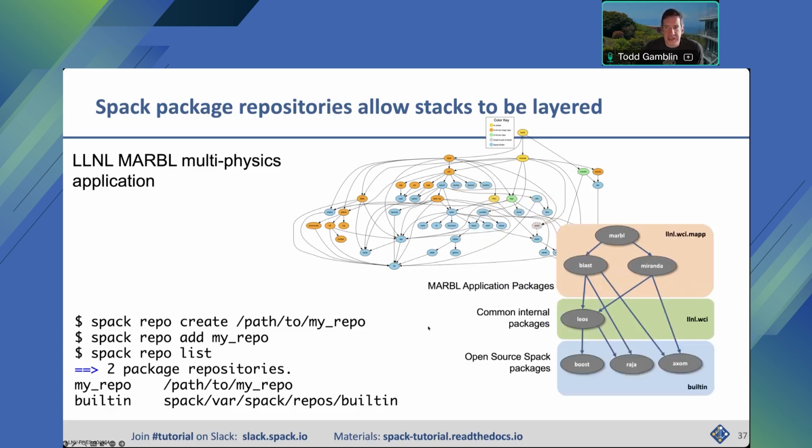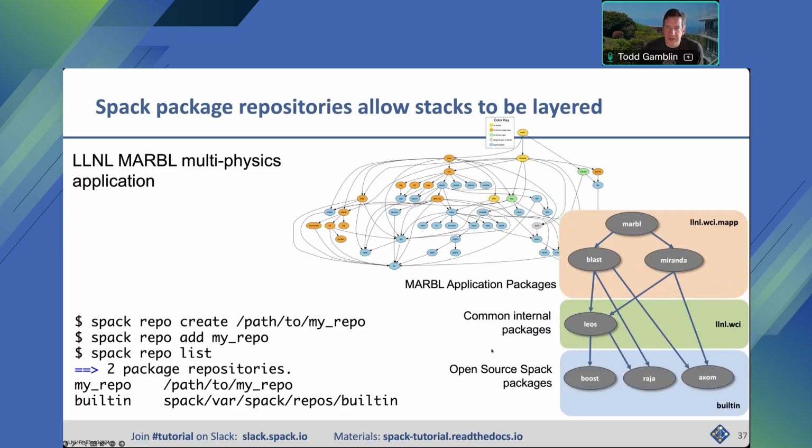And when you layer things like that, you might have, say, all the open source Spack packages coming from built-in. So that's where probably the majority of your packages come from. So here's Boost, Raja, and Axom. All those are open source. You may have common internal packages that multiple teams in your organization use, so you can set up a repo for that. And then your team may have its own set of packages that it works on that are private and that you don't want to put out in the rest of the world.